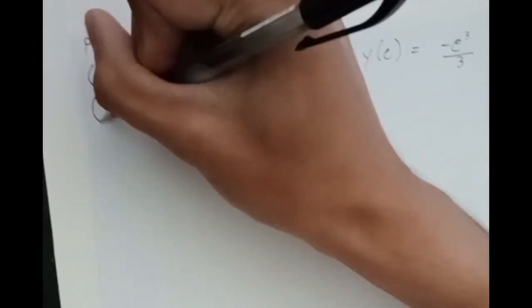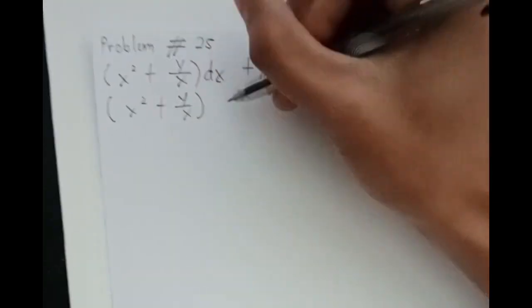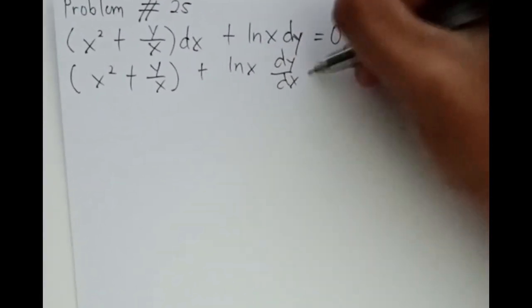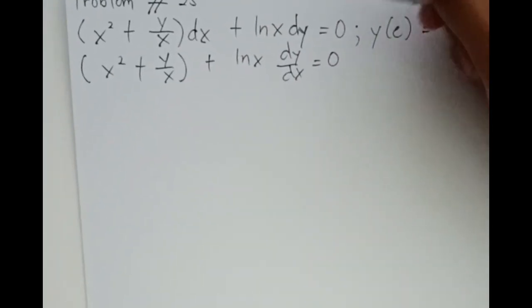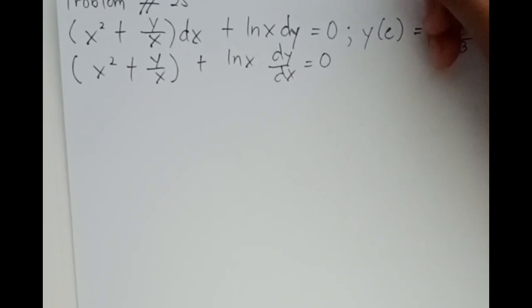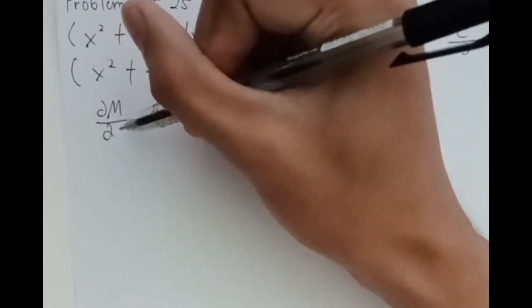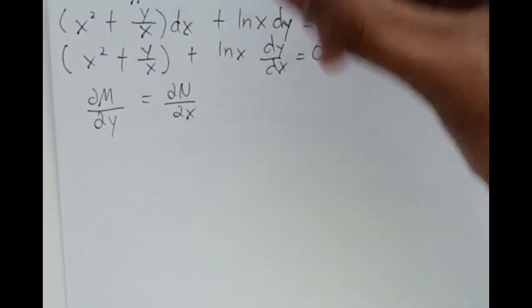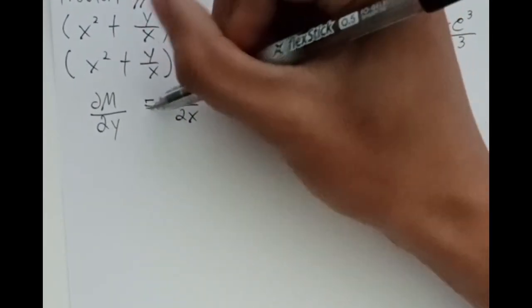So that is the quantity x squared plus y over x plus ln of x dy over dx is equal to 0. So in exact DE, we will first test for the exactness. The formula for testing exactness is given by the partial differentiation of M in terms of y is equal to the partial differentiation of N in terms of x. So if the values of these two are the same, we have an exact DE.